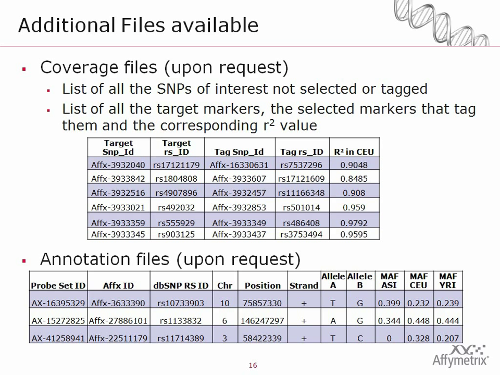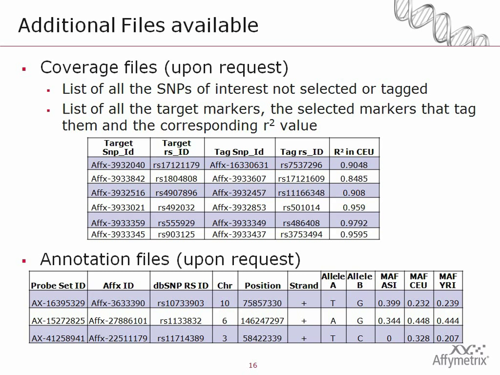The first is what we call the coverage files, and that's basically a list of all the SNPs of interest or markers of interest that were not selected or tagged. So there's one file that just simply has all the target markers that you submitted that are not tagged on the array. Either they themselves didn't get on the array or they're not tagged. The second file contains a list of all the target markers, the selected markers that tag them, and the corresponding R-squared value between them.